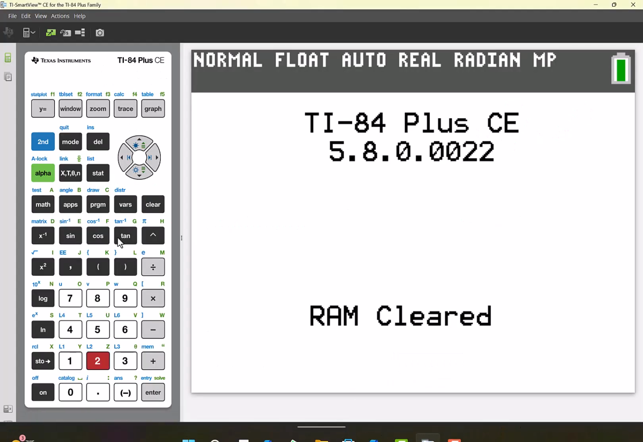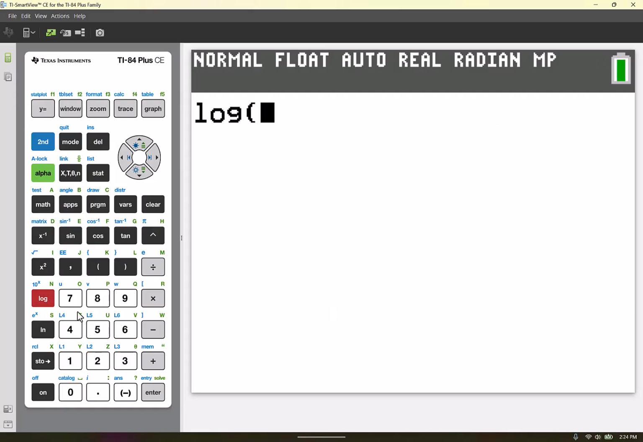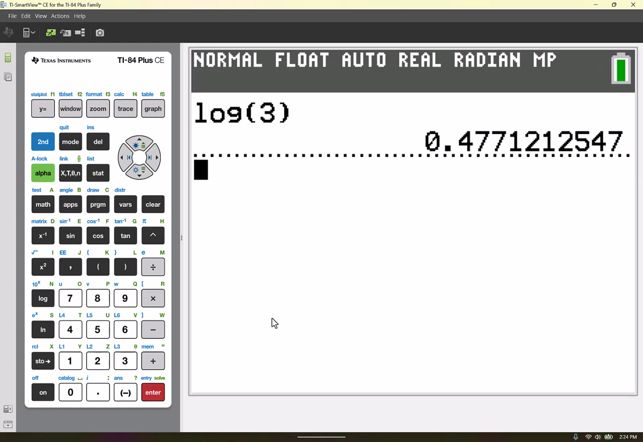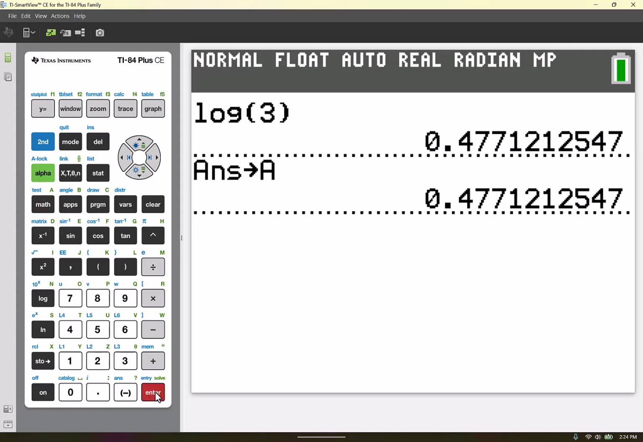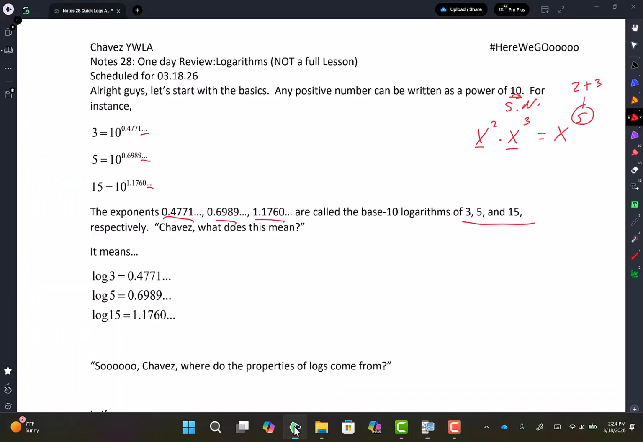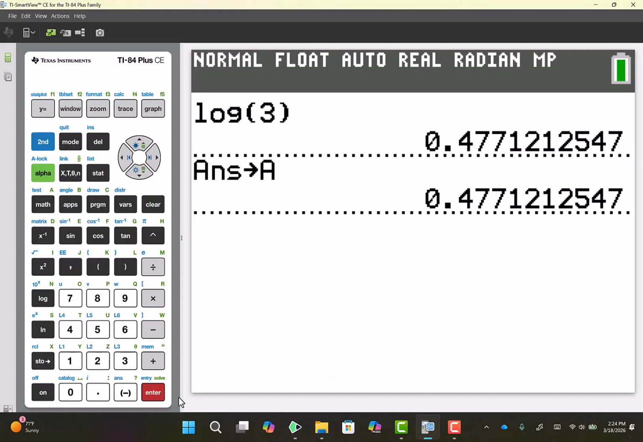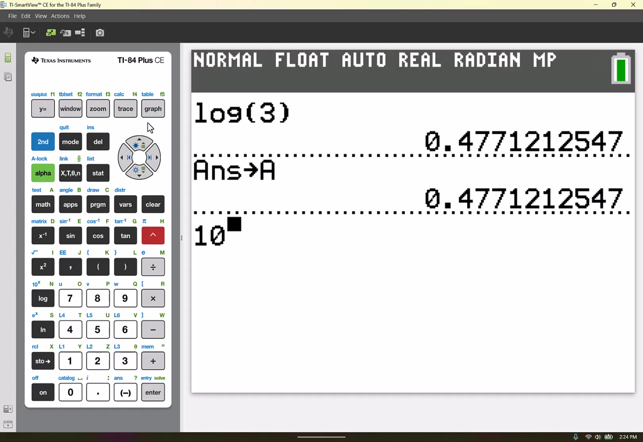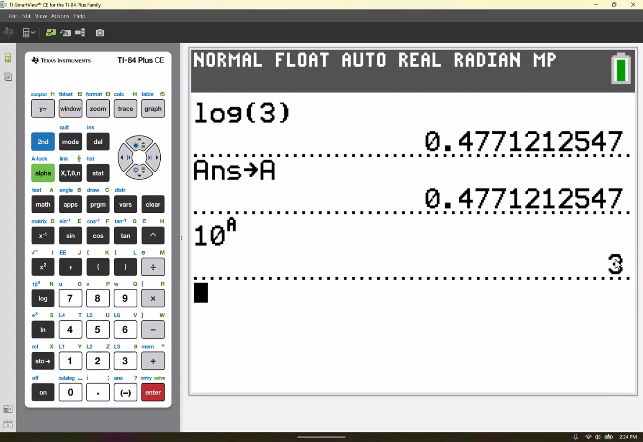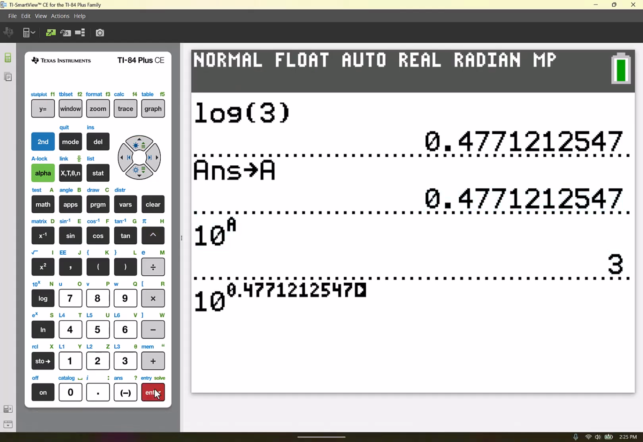So if you push log 3, so log is next to the number 7, log 3, and you push enter, you get this number, you see? And if I store that number, I'm going to store it to A like this. If I store that number and I go 10 to the power of that, so look, 10 to the power of this number that I just got, I stored it as A. Look, it's a perfect 3. See? It might say 3, it might say 2.99 or 3.000001 because I'm cutting it off. Okay, it says 3, so no big deal.